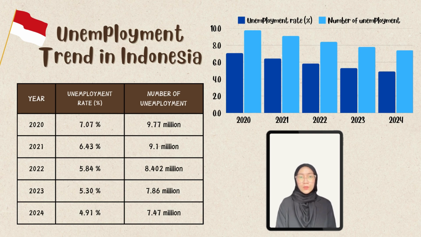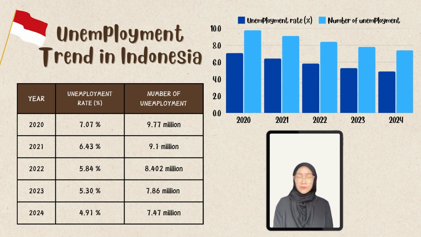Next, for 2022, the unemployment rate is 5.84%, which has decreased by about 0.59%. The number of unemployed has decreased by about 0.698 million, so the result is 8.402 million. Next, for 2023, the number of unemployed and the unemployment rate are also decreasing. The rate decreased by 0.54%, which becomes 5.30%, and the number of unemployed decreased by 0.542 million, which becomes 7.86 million.